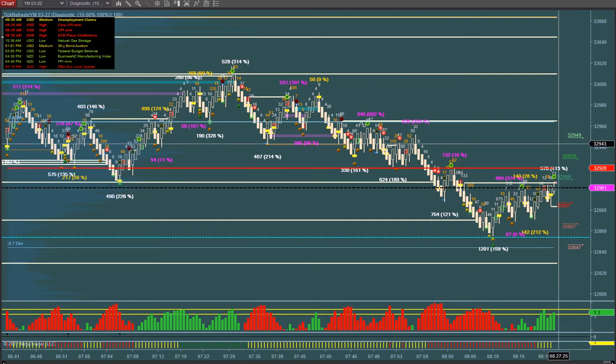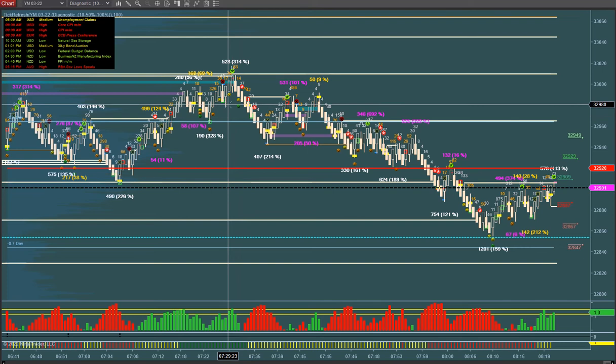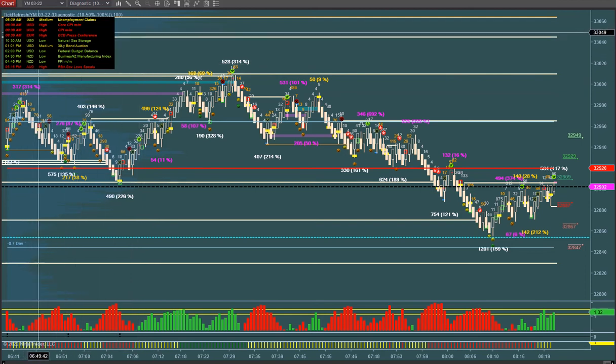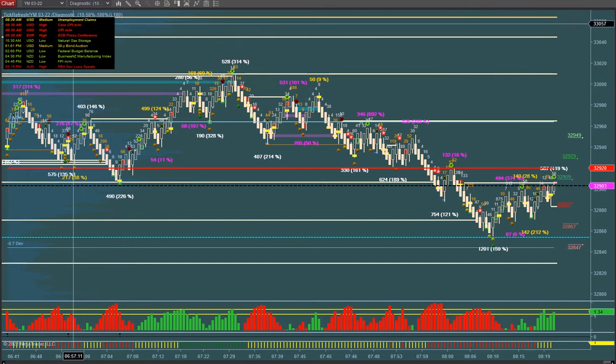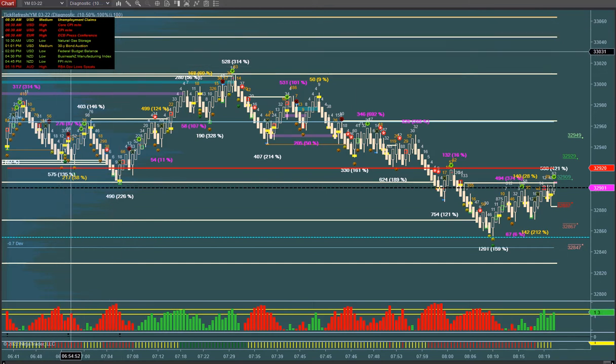You're looking at my 10-tick chart, and I want to point out what I do to get started in the morning before I trade as well, because that's important. So first of all, if you look up here in the top left corner, I have my news being displayed of what's coming out.